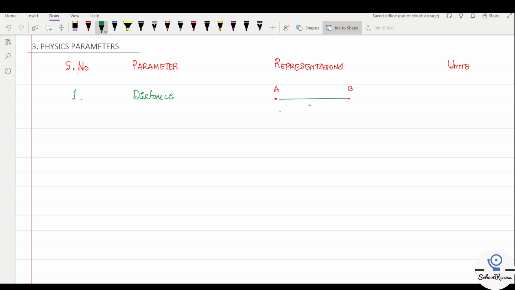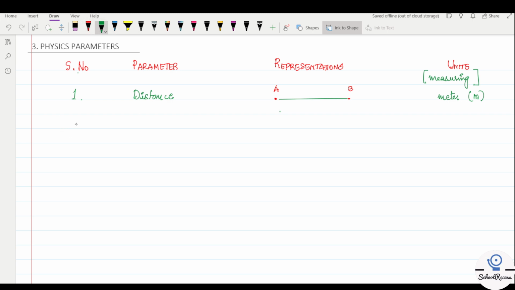So how are we going to measure this distance? The distance is measured in meters. So the unit of distance is meter. Units can also be said to be the measuring parameters. So how are we going to measure the parameter? That is all about the unit.